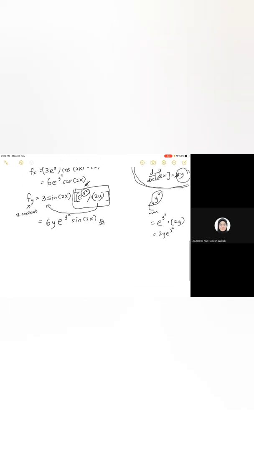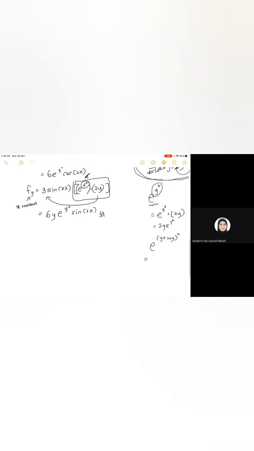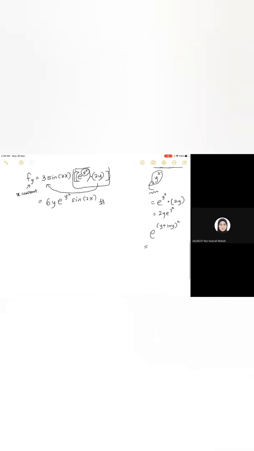Okay, let me do another one. Exponent of y plus ln y squared. Okay, so there is an exponent there, there is a polynomial to the power of 2 there, there is ln there. Okay, everything is there. So how do we differentiate this? The technique is the same, from outside to inside. This is actually the chain rule. Okay, chain rule. So first you differentiate the exponent, you will get the exponent again.